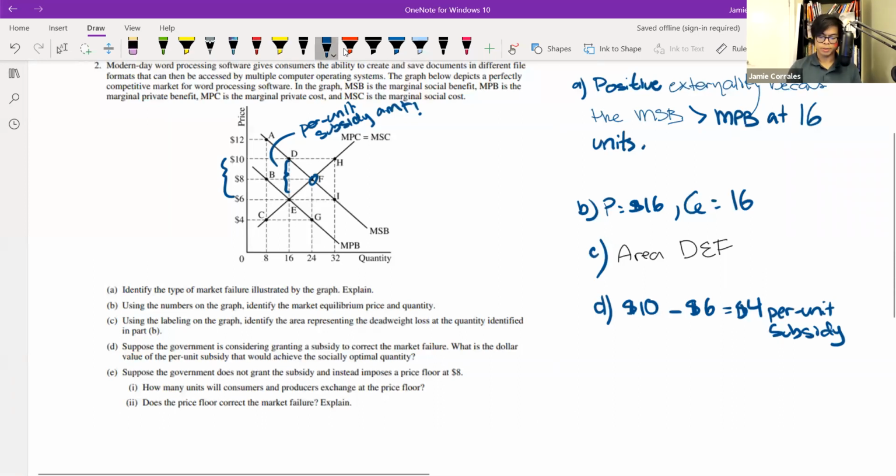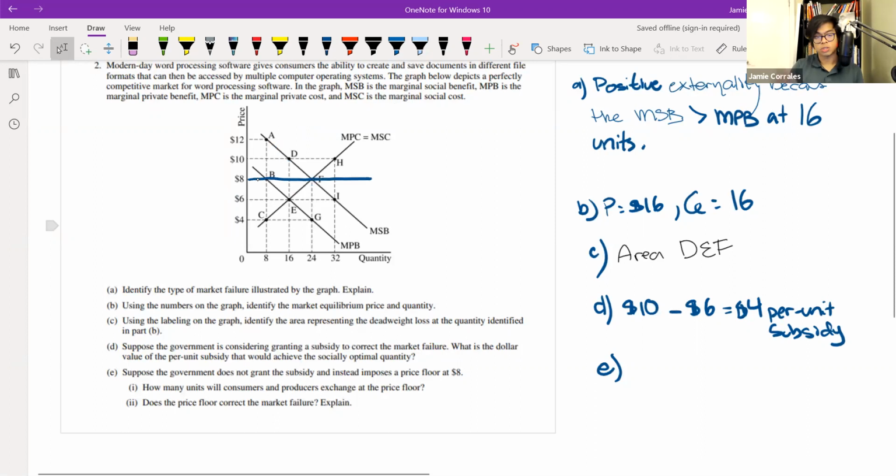Now, part E, suppose the government does not grant the subsidy and instead imposes a price floor of $8. What's the price floor? Well, it's the minimum price that is charged in the market. So it can't go below it. It can go above it, just like minimum wage.